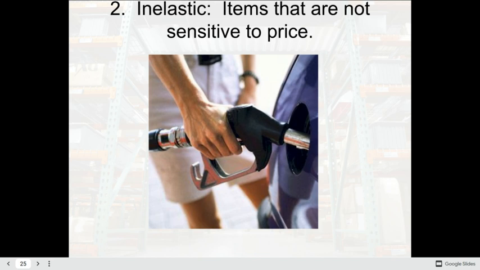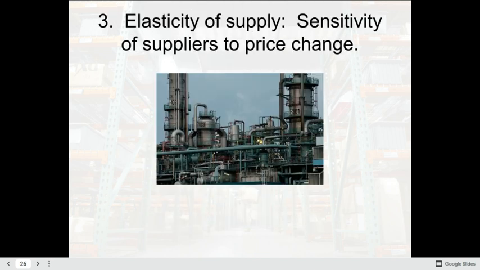And then, of course, there's elasticity of supply. And that's the sensitivity of suppliers to price change. We already talked about the law of supply. If price goes up, supply goes up. If price goes down, supply goes down. But how quickly can they react to that?